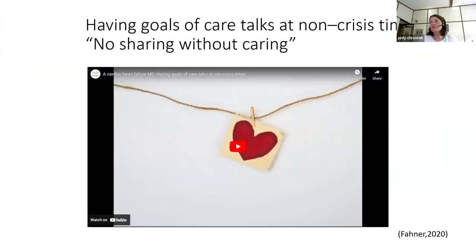So having goals of care talks at non-crisis times is really important, right? Families feel like they can't share unless they know that there's caring. So family members said, no sharing without caring. I can't share my heart with you, my goals, my wishes, unless I really know that you care. And it's important that every family know that.